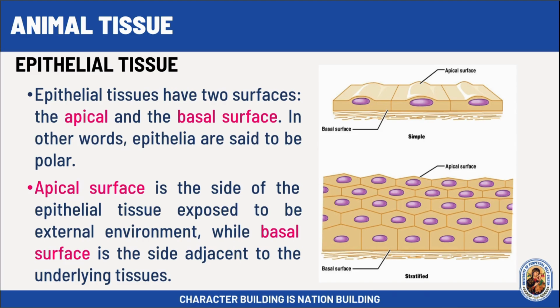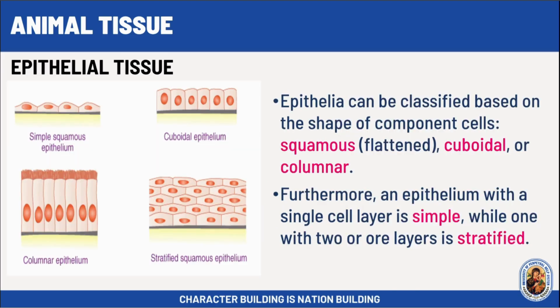So in epithelial tissue, there are two layers. Well, not two layers, but more of two surfaces or two sides. If it's facing the outside, it's called the apical layer. And when it's the base of the tissue, it's what we call the basal tissue. In epithelial tissue, as I mentioned earlier, it can be classified depending on the shape and the number of layers as well.